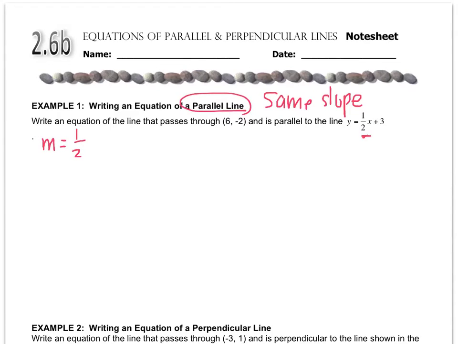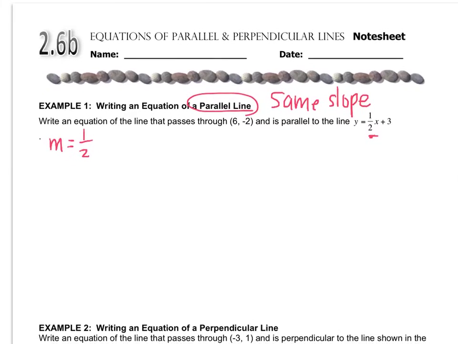The question then becomes, how do you figure out what the other stuff is? So what we're going to use is that point slope formula that we just recently learned, y minus y1 equals m times x minus x1. And remember, x1 and y1 represent the point. So right here, x1 is 6 and y1 is -2.